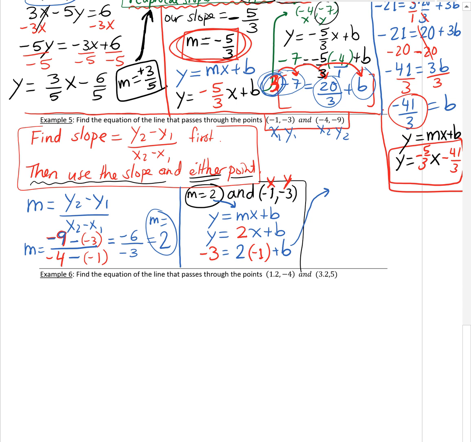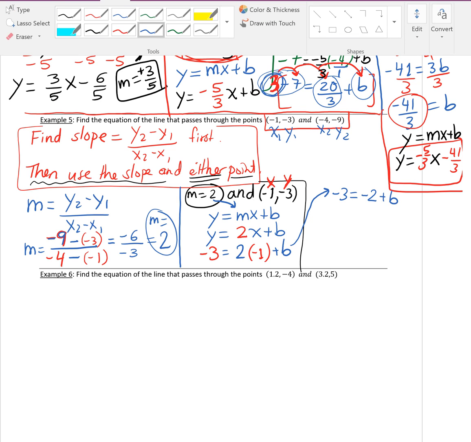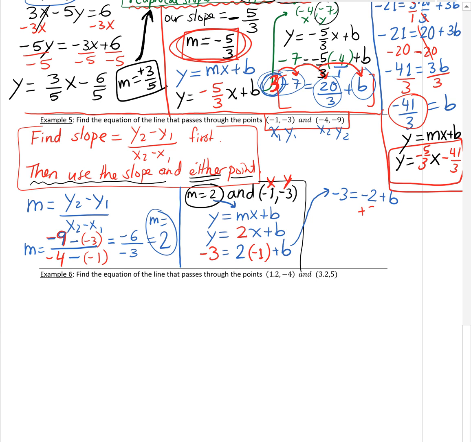Okay, let me try to rewrite this guy. We got a -3 on one side, and then it's 2 times -1, that's -2, plus b on the other side. And now b won't be so hard to solve for. I just have to move the 2 over. Okay. So it's -3 plus 2, that's -1. There's b. All right, we have b, and then remember earlier we found the slope was 2.